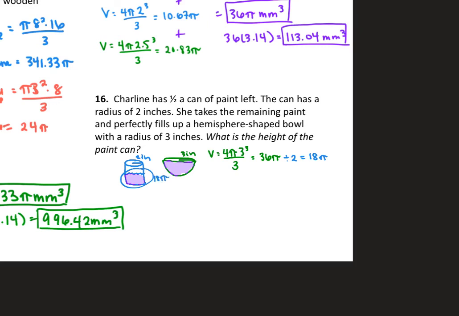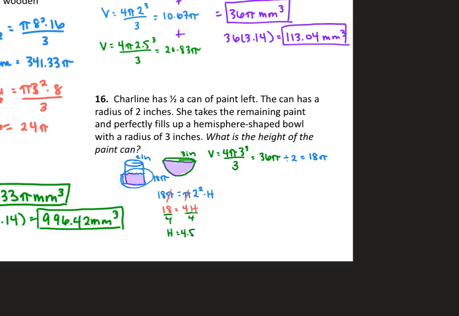So now we can work backwards. To figure out what is the height of the paint in the can, 18 pi equals pi times my radius squared times the height. And remember, this is just going to give us the height of the paint. We want to know the height of the can, so we would just double that. So first, starting with the height of the paint, we're going to cancel out the pi's. So we have 18, 2 squared is 4. Then we're going to divide both sides by 4. So 18 divided by 4 is 4.5.